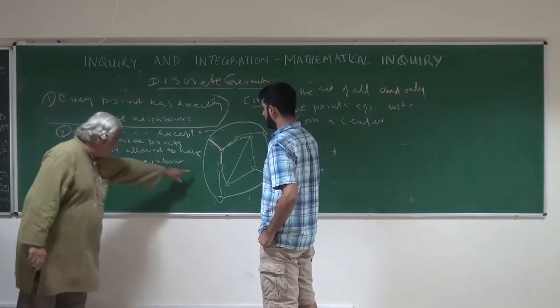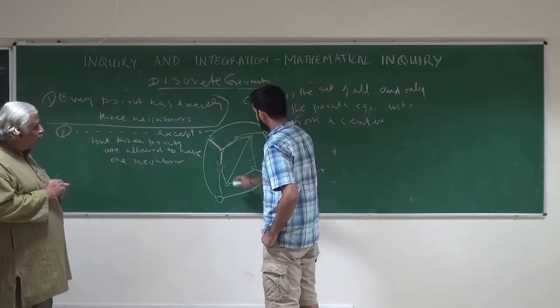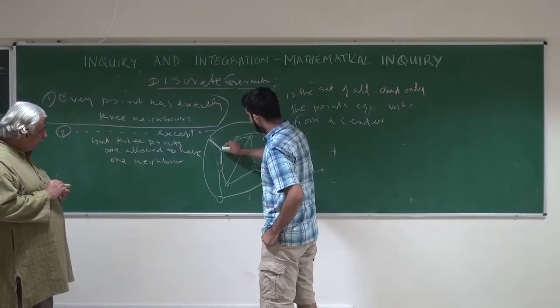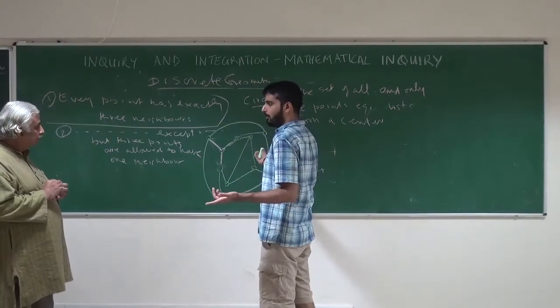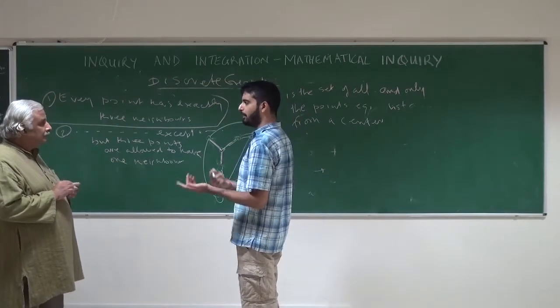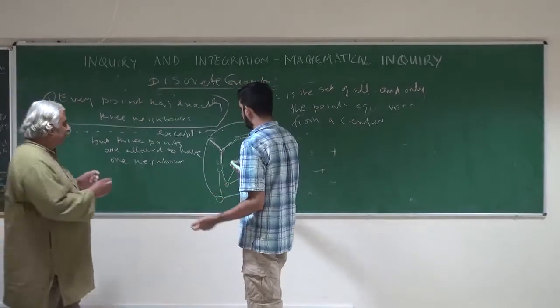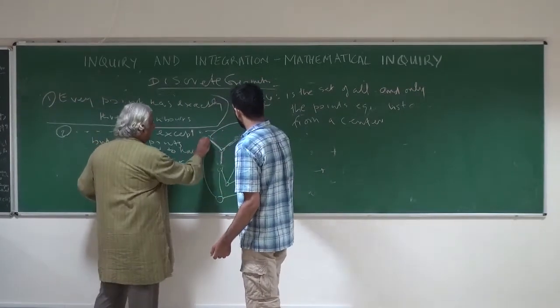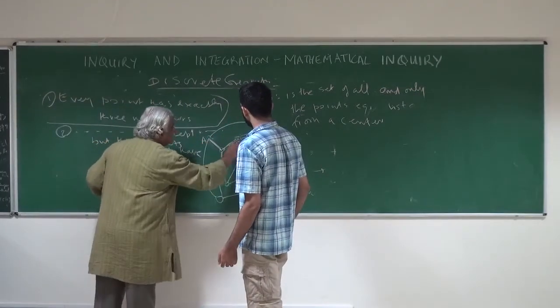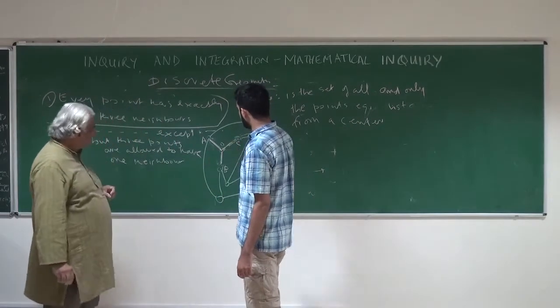So in this world, what's a circle? What's the smallest possible circle? Every point has 3 neighbors, so the smallest possible circle is with 3 points. If you have A, B, C, that's a circle with this as the center.